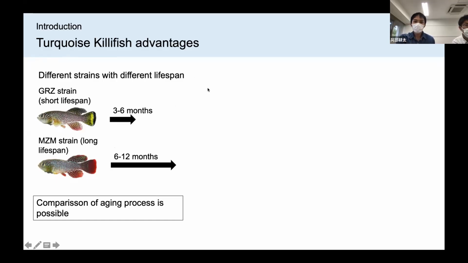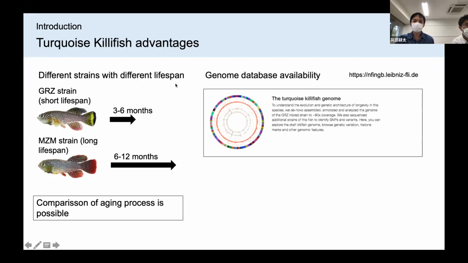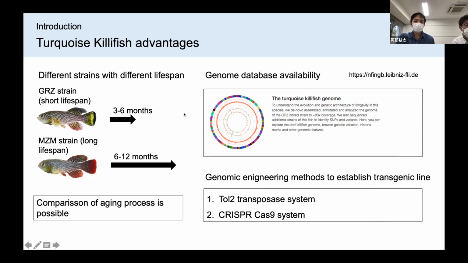So lastly, the genome of a killifish is already sequenced and its database is readily available. And parallel to the genome database availability, combined with genomic engineering methods, we can easily establish a transgenic line using several tools, like the Tol2 transposon system and the CRISPR-Cas9 system.